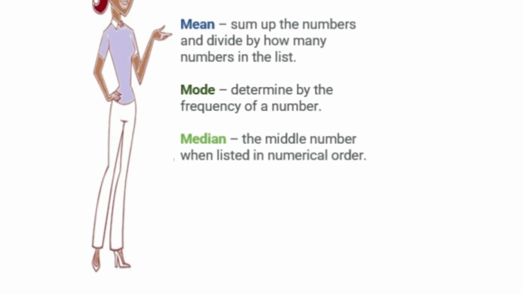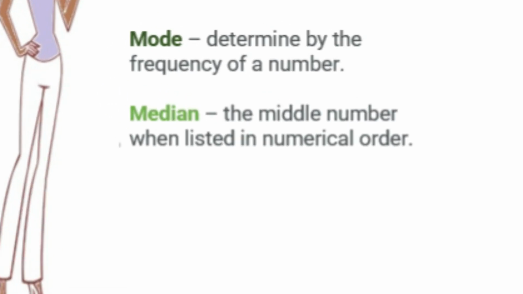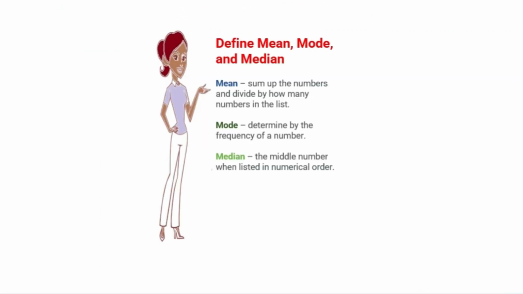And then the last one is median. And basically that's the middle number when they are in numerical order. So let's take a look at an example of this. So here we have our list of numbers: 45, 70, 25, 20, 70, 33, and 10.